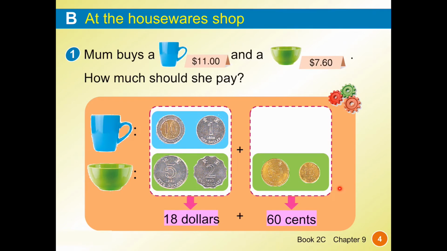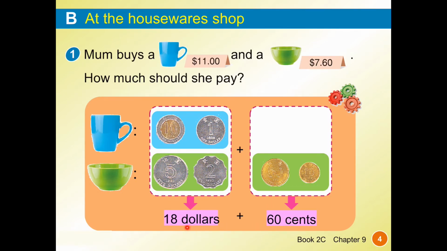And what we have to learn in this part is that we have to add up the amount of the 2 items. So in order to do so, we need to separate the money into 2 groups, the dollars group and the cents group. So we group all the dollars on one side and then all the cents on one side. So here we have 11 plus 7. So we have $18 here. And here, because we do not have cents for the cup, so simply it's only 60 cents here.